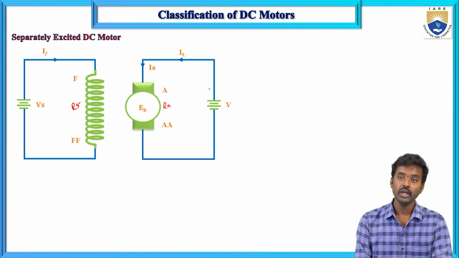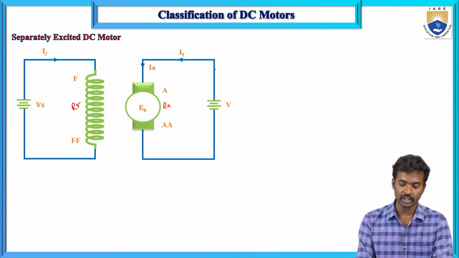Now when you give a supply to the DC motor, mechanical energy will be generated, that is the motor principle. A current carrying conductor placed in a stationary magnetic field experiences a mechanical force, and mechanical energy will be developed. That stationary magnetic field is obtained with the help of the battery, from another source. There is no connection between these two.